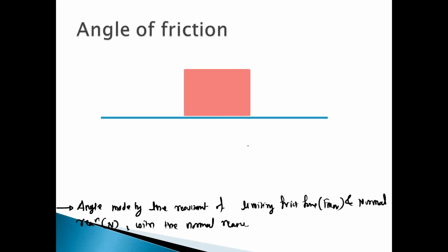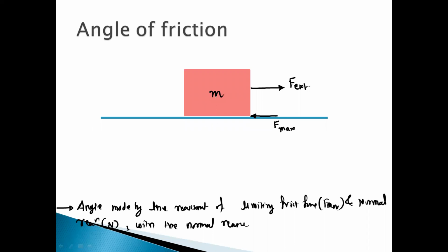Okay, so let us see what is the meaning of this definition. Just we have an object which is resting on the surface. So object is having the mass M. We are applying some force on the object. This is the external force F. Because of this external force, there is a friction. So we will take this friction to be F max. We will consider this is the limiting condition, or the object is on the verge of motion.